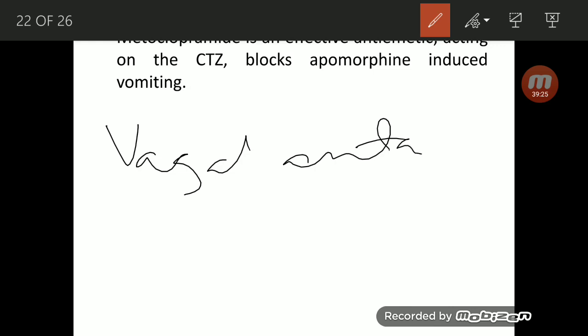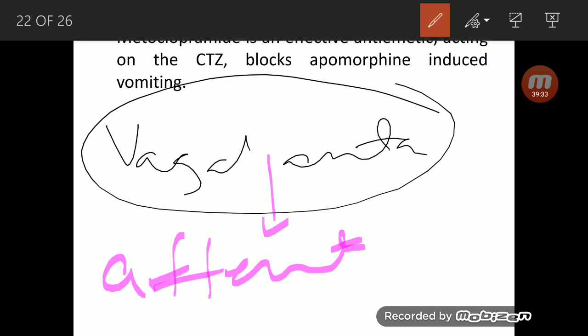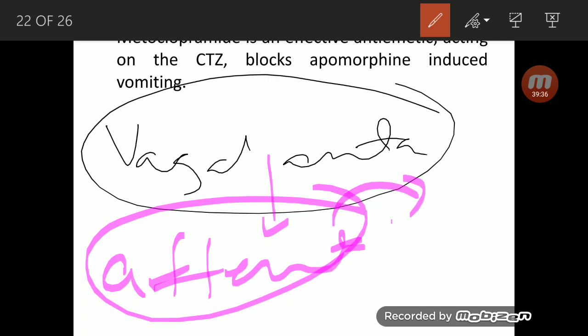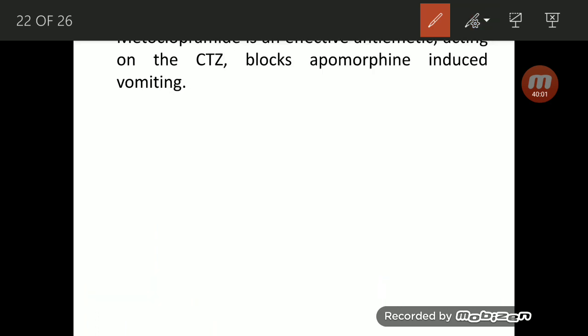Second is vagal antagonism. In this case, the vagal antagonism is occurring for your efferent vagal neurons, which send impulses to your CTZ and your STN. So it blocks your impulse. It is a vagal antagonist. So it blocks the impulse going from your vagal efferent neurons to your CTZ and STN. Thereby, it stops the signal from your gastrointestinal tract going into your STN and your CTZ.